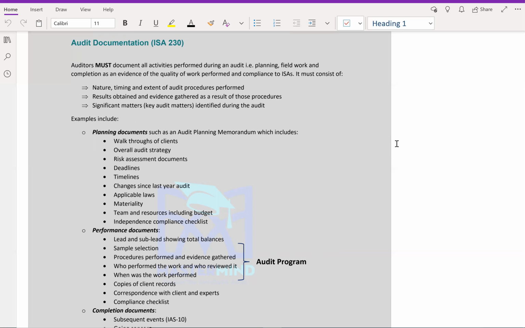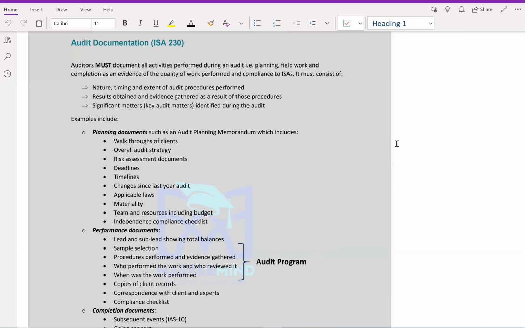What is evidence? It's a piece of paper, right? Could be a piece of paper, could be a scanned copy, could be anything, right? What is evidence that the inventory outstanding was at $1 million at year end? The inventory count sheet. You get a copy of that. That is your evidence. Okay. Significant matters, which is key audit matters identified during the audit.